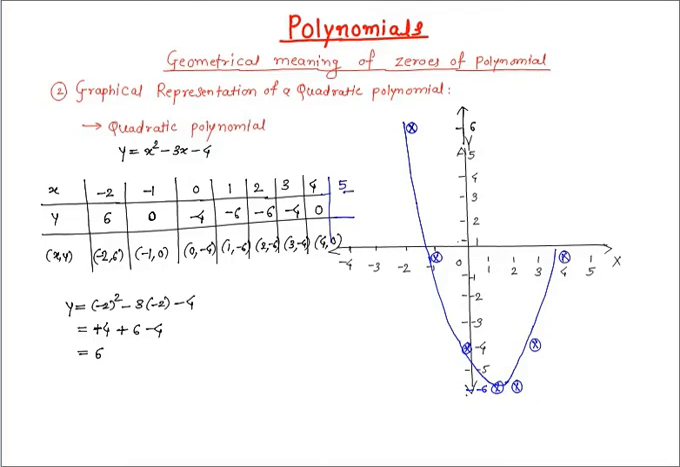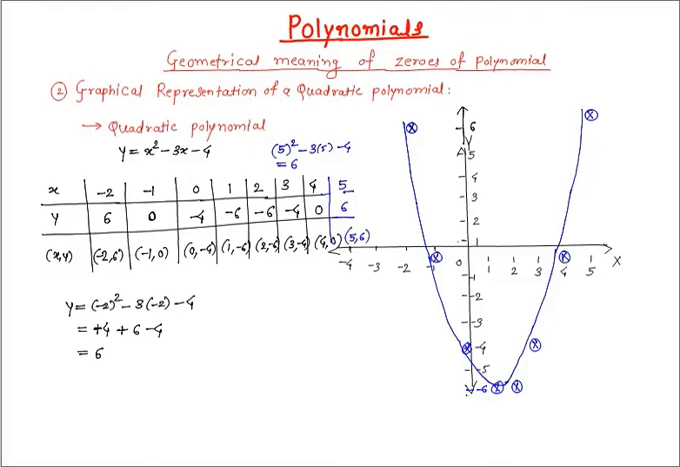So if x is 5, what will be y? It is 6. So what will be the x and y coordinates? 5 and 6. Let's plot this point also, (5, 6). So here this will be the point. Let's join this with the earlier points. So now the shape we get is a perfect parabola.